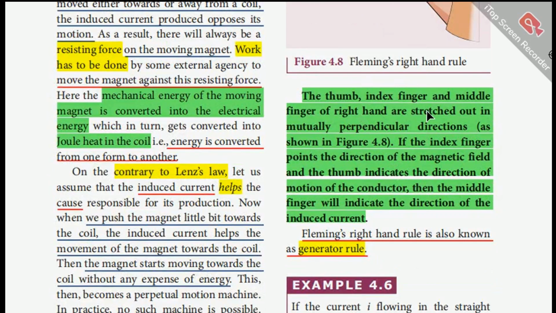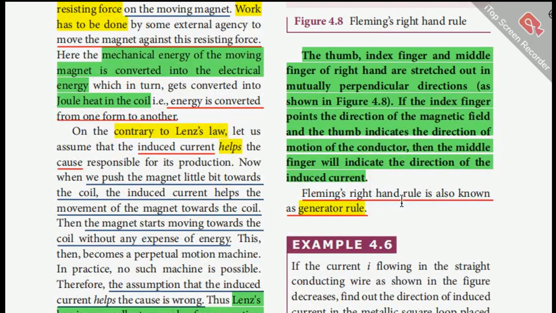The thumb, index finger, and middle finger of the right hand are stretched out in mutually perpendicular directions as shown in the figure. If the index finger points in the direction of the magnetic field and the thumb indicates the direction of motion of the conductor, then the middle finger will indicate the direction of the induced current. This Fleming's rule is also known as the generator rule.